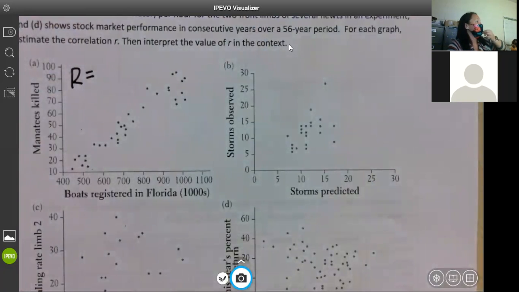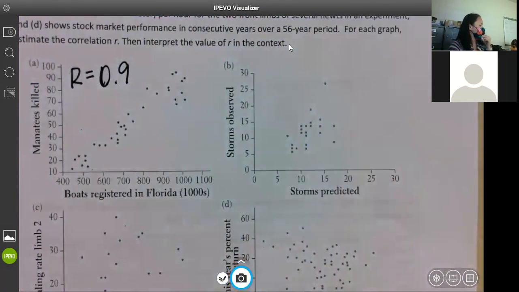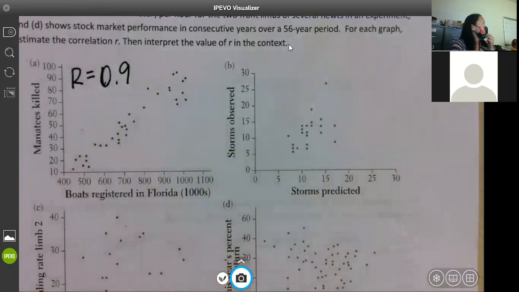So what do you know this one is going to be? It's going to be a positive number, and it's strong. So what can we give? We get like 0.9. I think so too. I'm going to say 0.9, because there's still a little scatter up here that's off. How close do we need to be? It's just an estimate. 0.9 and 0.99 is a big difference from 0.9 to 0.5. It's okay. We're just estimating right now.